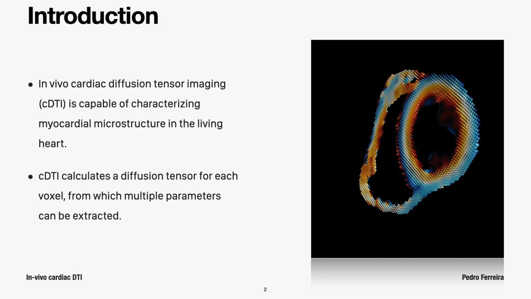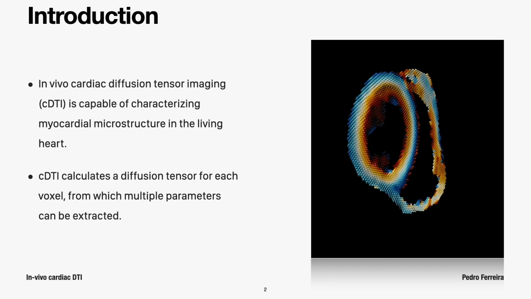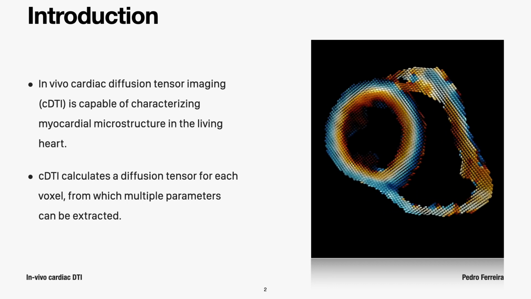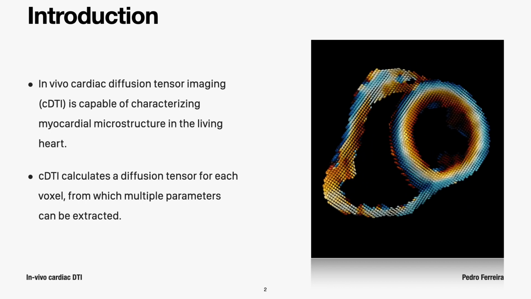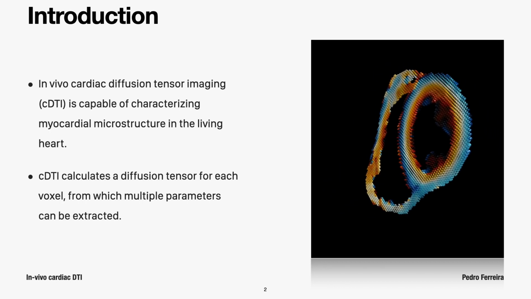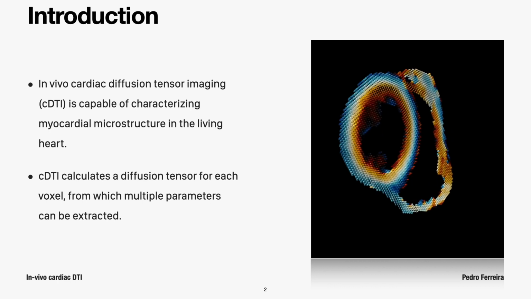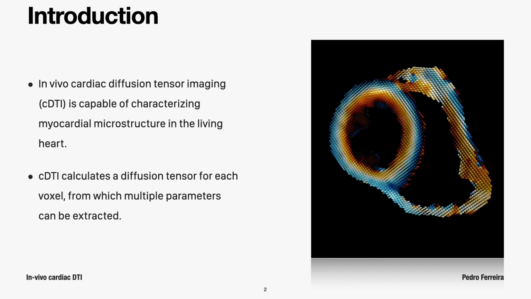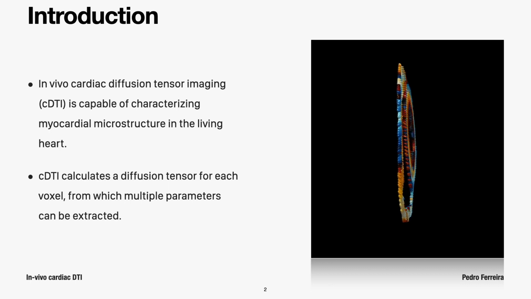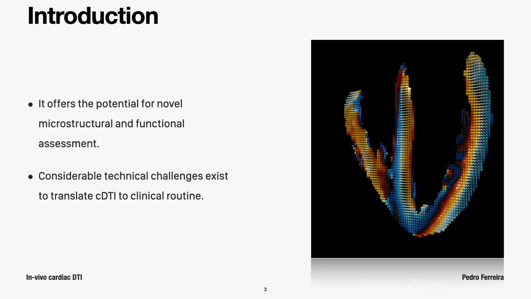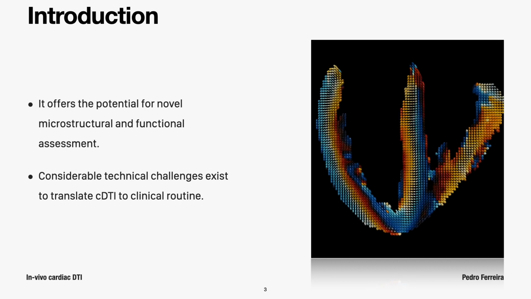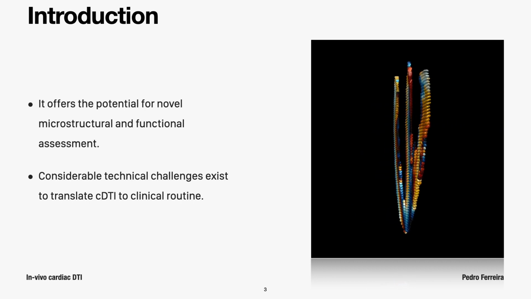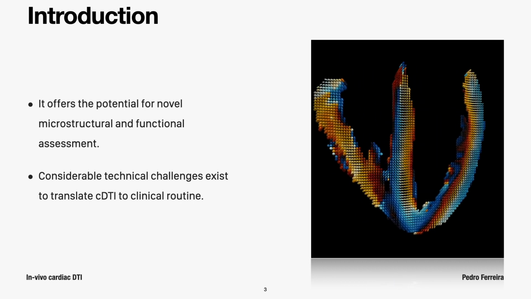In vivo cardiac diffusion tensor imaging, cDTI, is a promising technology capable of characterizing myocardial microstructure in the living heart. cDTI calculates a diffusion tensor for each voxel, from which multiple parameters can be extracted, including tensor orientation and tensor shape measures. It offers the potential for novel microstructural and functional assessment. However, considerable technical challenges exist to translate cDTI to clinical routine.